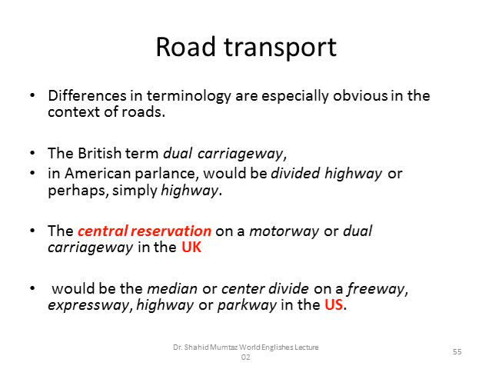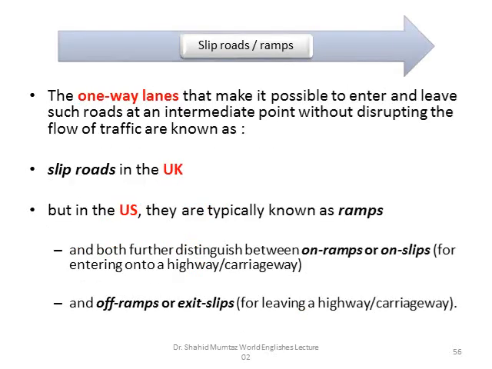The central reservation on a motorway or dual carriageway in the UK would be the median. I'll say in the UK you call it central reservation on a motorway or dual carriageway, and in the US you call it median or center divide on a freeway, expressway, highway, or parkway. See how the terms are different for the same thing in British and American English.